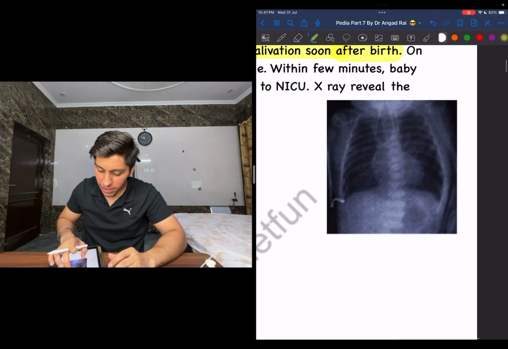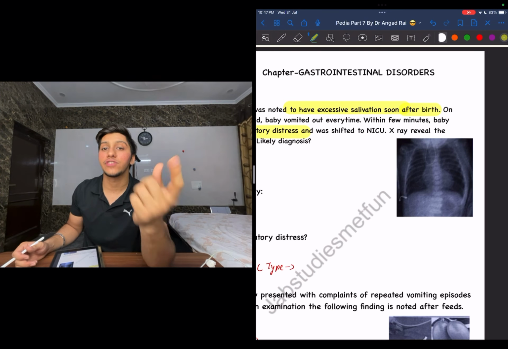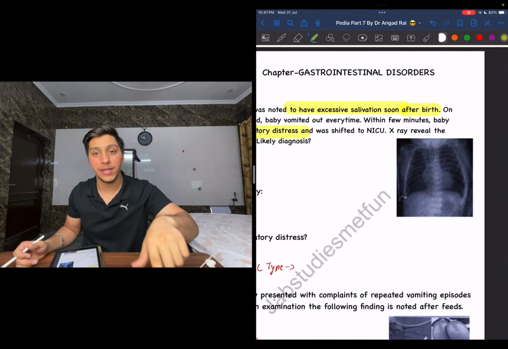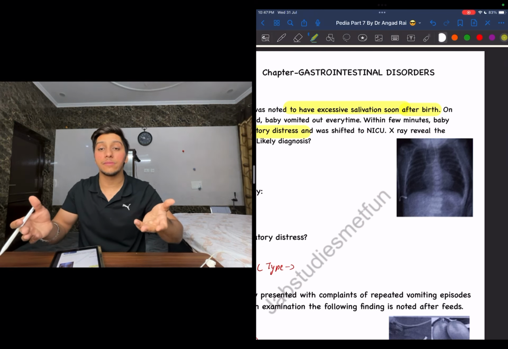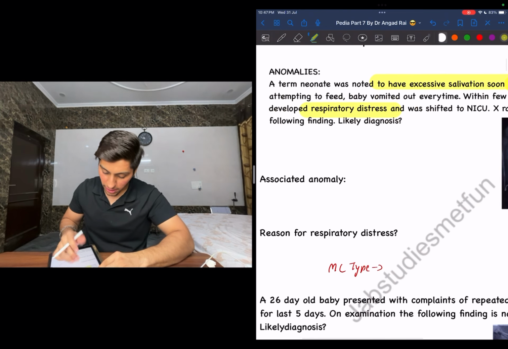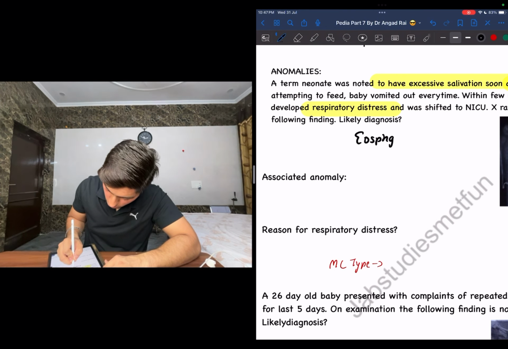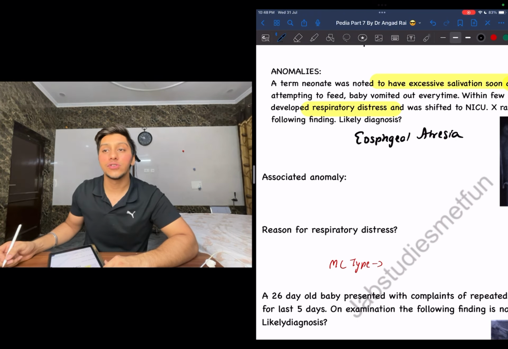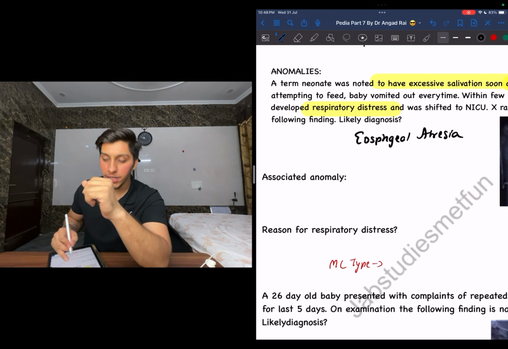So such a condition in which immediately after birth there is excessive salivation, which means the saliva is not going inside, or whenever there are any feeds and the baby is not able to swallow, this is a condition of esophageal atresia. Esophageal atresia. Now, what are the associated anomalies, guys, with esophageal atresia?